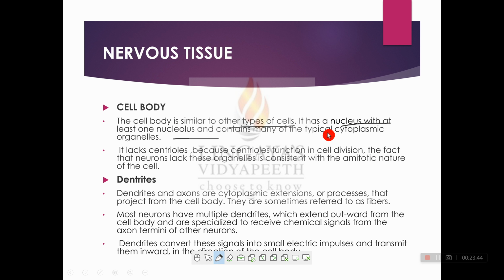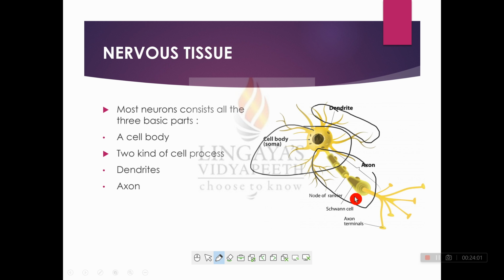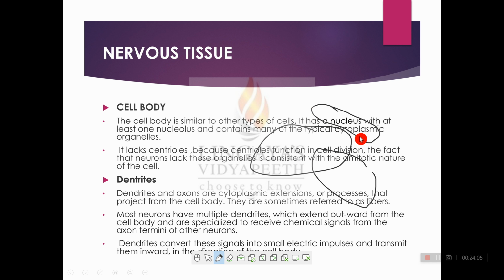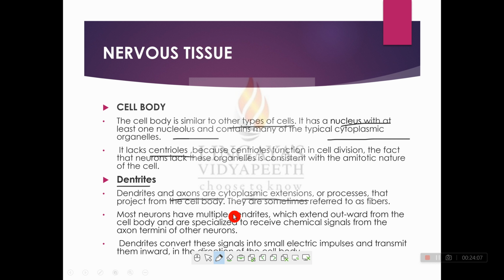The cell body is similar to other types of cell. It has a nucleus with at least one nucleolus and contains many of the typical cytoplasmic organelles. It lacks centrioles. Alright, now talking about dendrites. Dendrites and axons are cytoplasmic extensions or processes that project from the cell body. Here you can see in the picture as well that they are protruding out from the cell body. Most neurons have multiple dendrites.